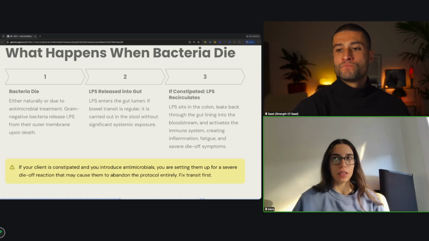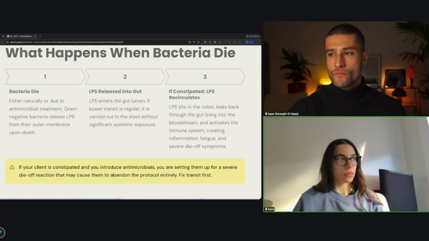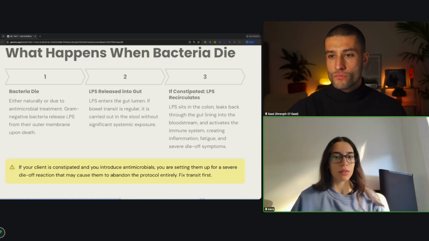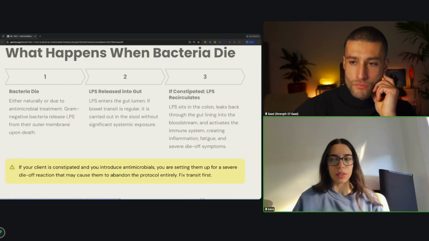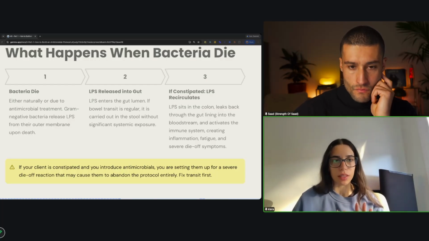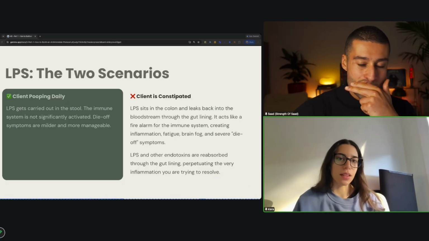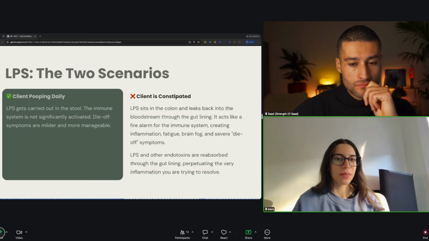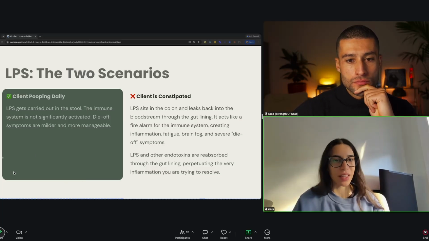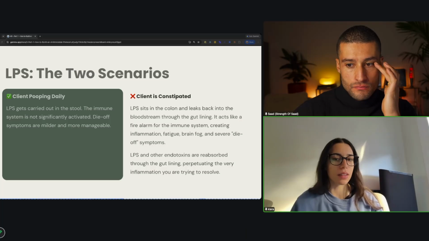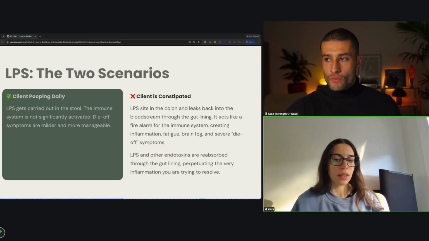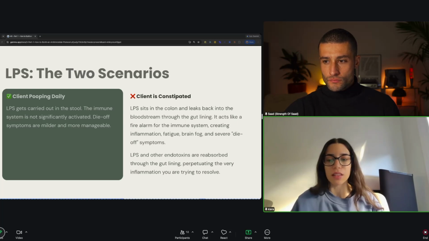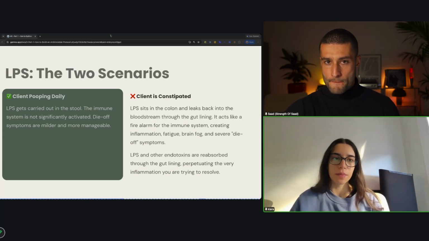So we really need you, if you're going to do this, to protect your clients and keep them safe. We really need you to make sure that this is a non-negotiable thing that's done before you even touch anything else. And these are the two ways that you can go with it, if they're constipated or they're going regularly. It's a spectrum, but it can be quite severe if you're not careful with it.